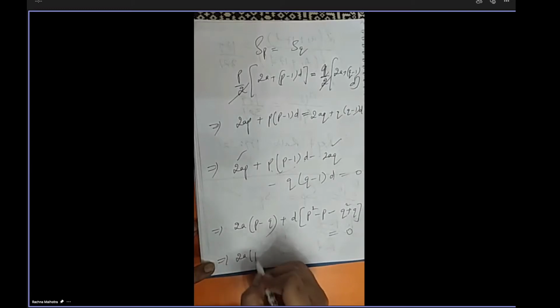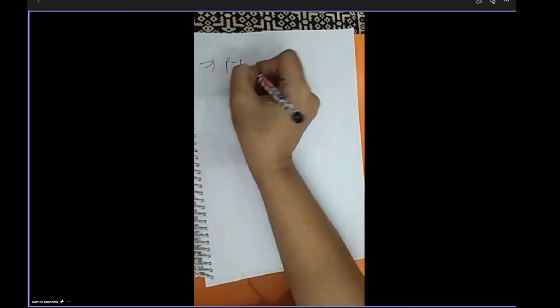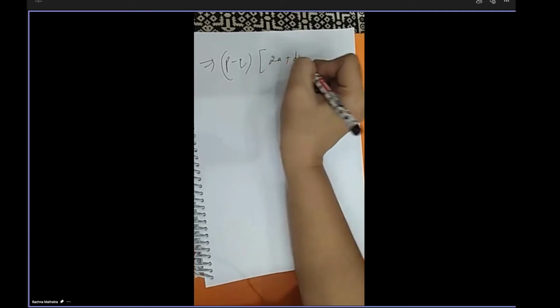Any other common term we can find? Yes, P minus Q, if you factorize this. P square minus Q square is P minus Q into P plus Q. And from this one, if you take out minus common, again this will be P minus Q. This is equal to 0. So we can take out P minus Q common easily. So if you take out P minus Q common, this is 2a plus d.